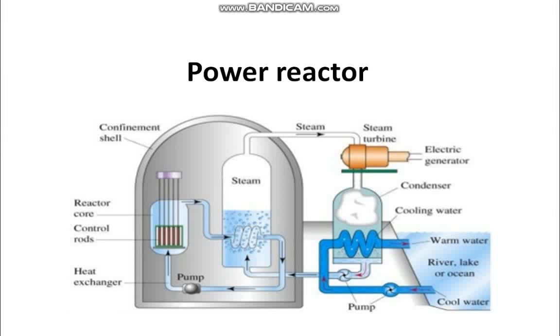Here a fluid is circulated through the shielded reactor and heat exchanger. While the hot fluid is flowing through the heat exchanger, it converts water into steam. This steam produced runs conventional turbines to produce electricity. There is a condenser which converts the steam to water. Cold water from a river, lake or ocean is used for this purpose.